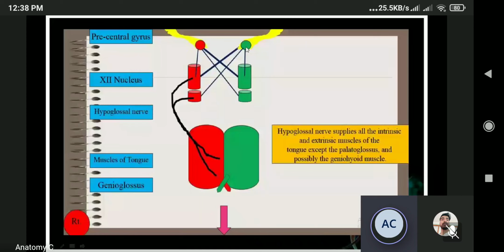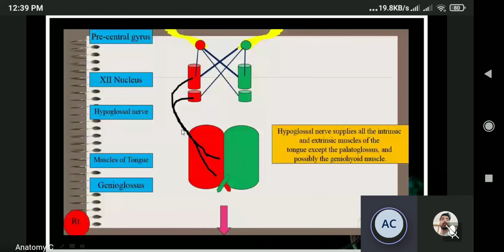Precentral gyrus. This one is the right hypoglossal nucleus, and the left hypoglossal nucleus. And this one is the muscle of the tongue. So those are known as corticonuclear fibers. Above the nucleus, if there is a lesion, we have the upper motor neuron lesion. Below the nucleus, if there is a lesion, we will have the lower motor neuron lesion.